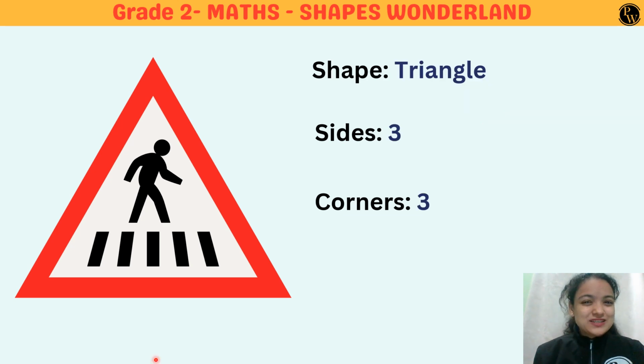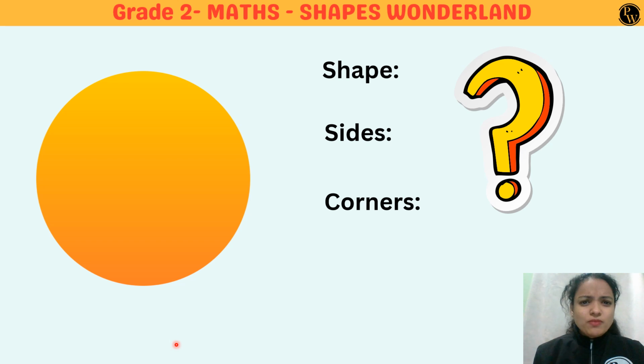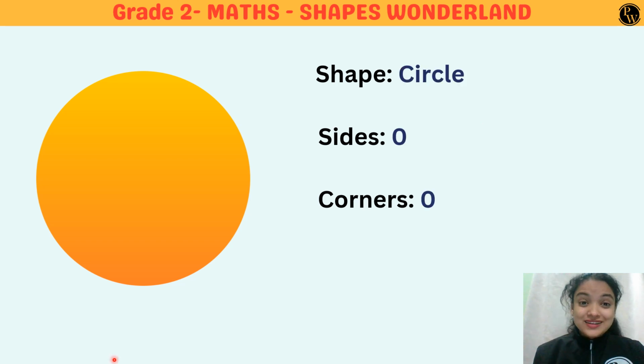Yes, the shape of the signboard is a triangle. The sides are 3 and so are the corners. Well done. How about this shape? This is circular, right? Can you identify sides and corners of a circle? Yes? Well done. You got it right. It has 0 sides and 0 corners.